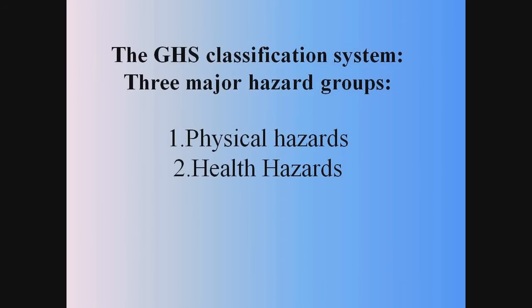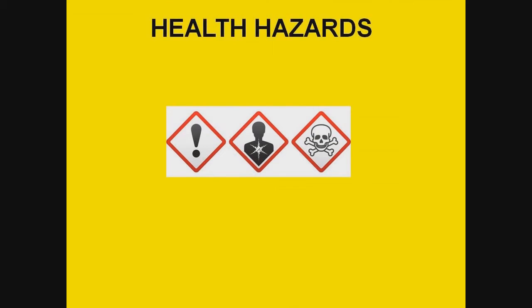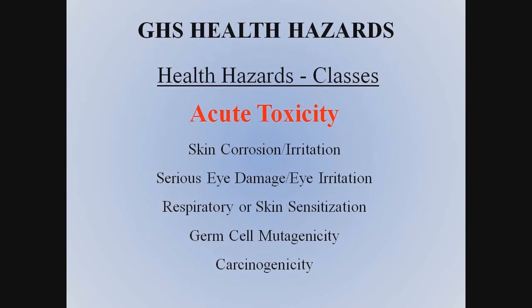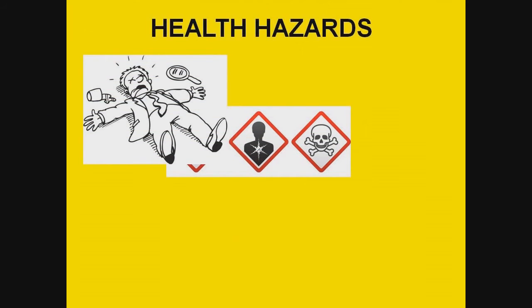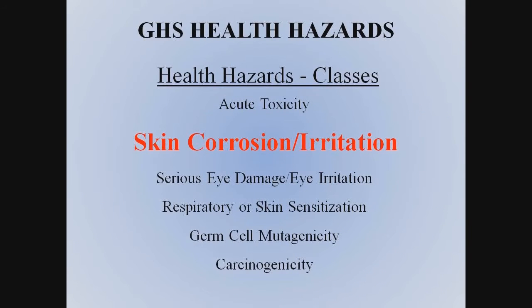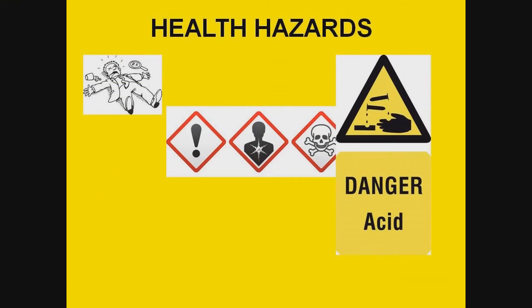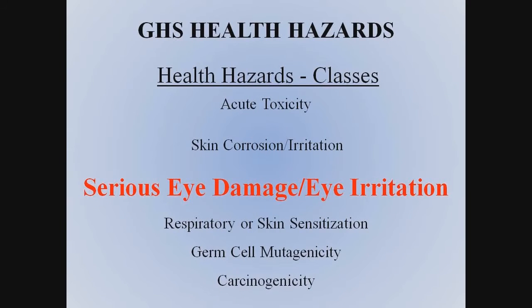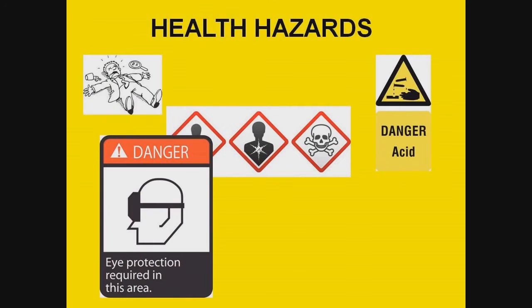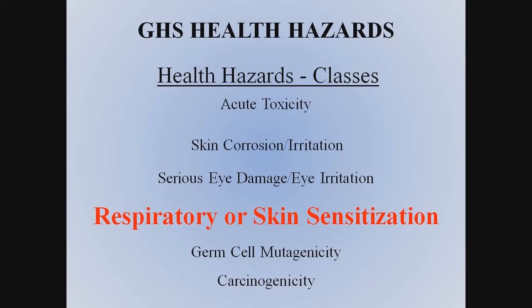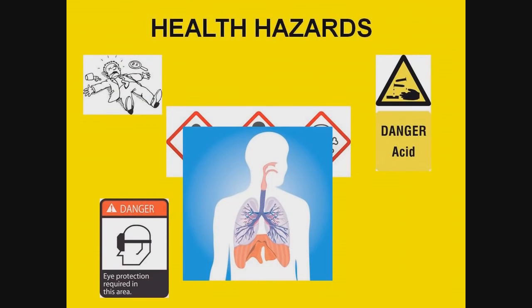The next major hazard group is health hazards. Examples of health hazards include acute toxicity. For example, hydrogen cyanide is a highly toxic substance. Acute exposure at relatively low doses can result in death. Skin corrosions or irritants can cause severe skin burns and/or eye damage. Another health hazard is serious eye damage or eye irritation, then respiratory or skin sensitization. Sensitizers can cause severe organ damage or major permanent functional changes in organ systems, for example, the lungs.